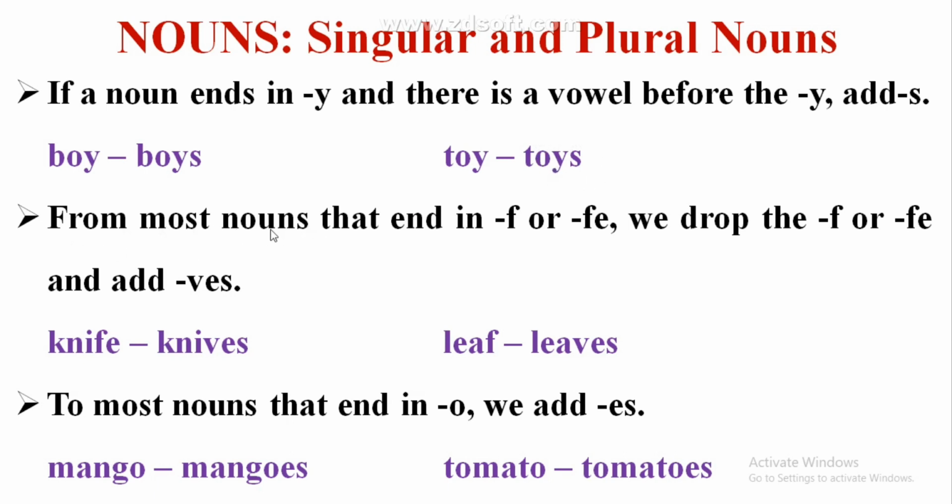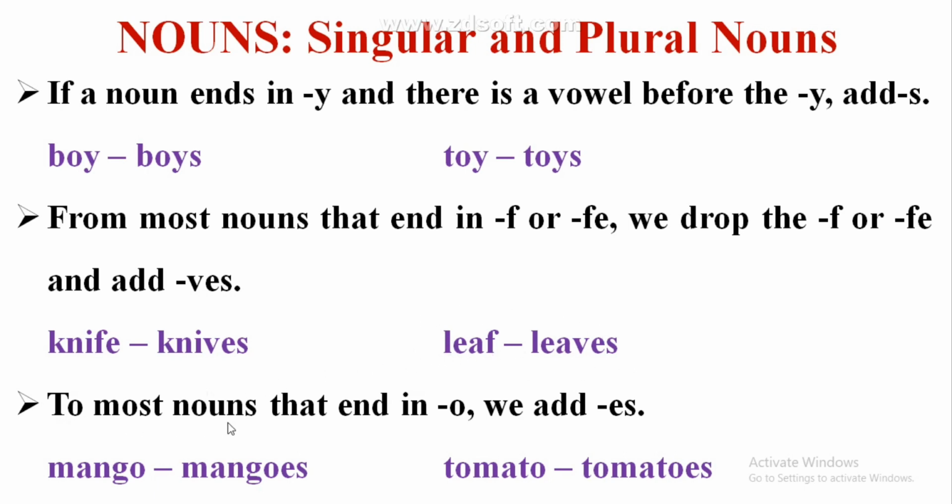For most nouns that end in f or fe, we drop the f or fe and add ves. Example, the word knife. Here in the end fe is there, so we drop this fe and add ves. So the plural form of knife becomes knives. Similarly, for leaf, the plural becomes leaves.